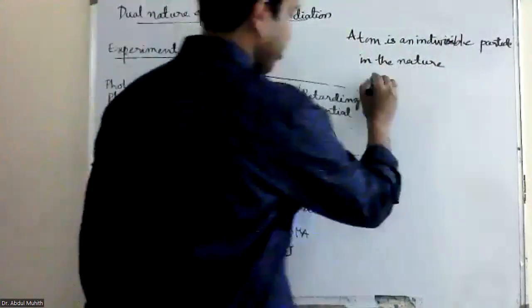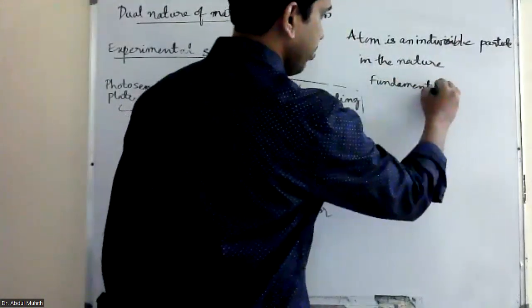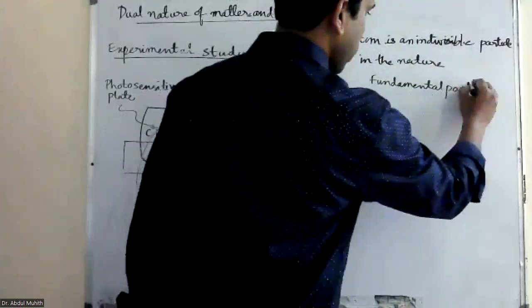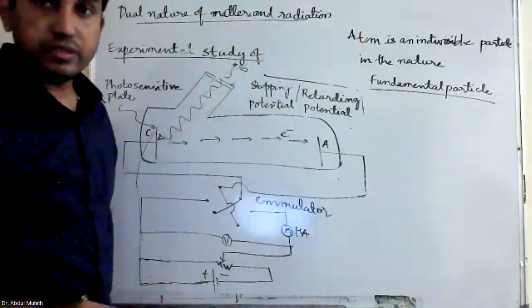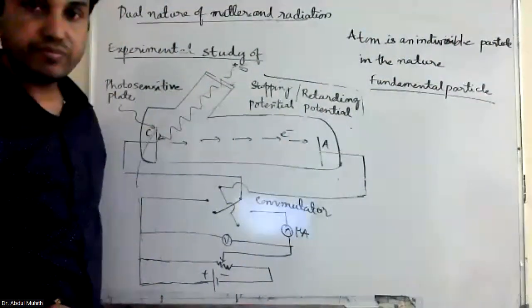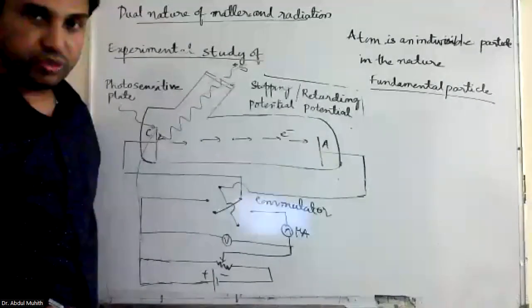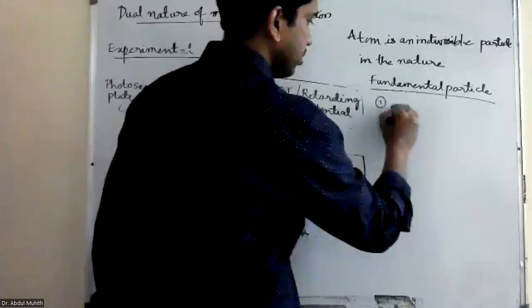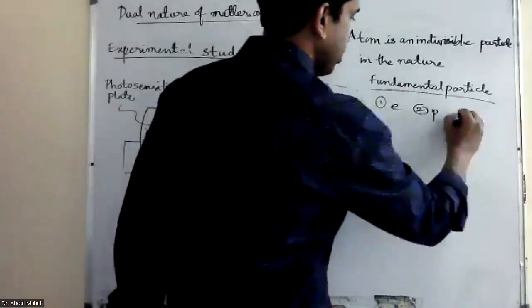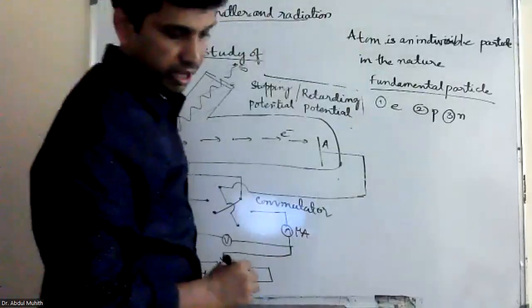And then what are fundamental particles? Can anyone say? The basic building blocks of an atom. Yes, please. Particles that cannot be further subdivided into smaller particles. Yeah, that is good. What are they? Electrons and quarks. Electrons, protons, and neutrons.